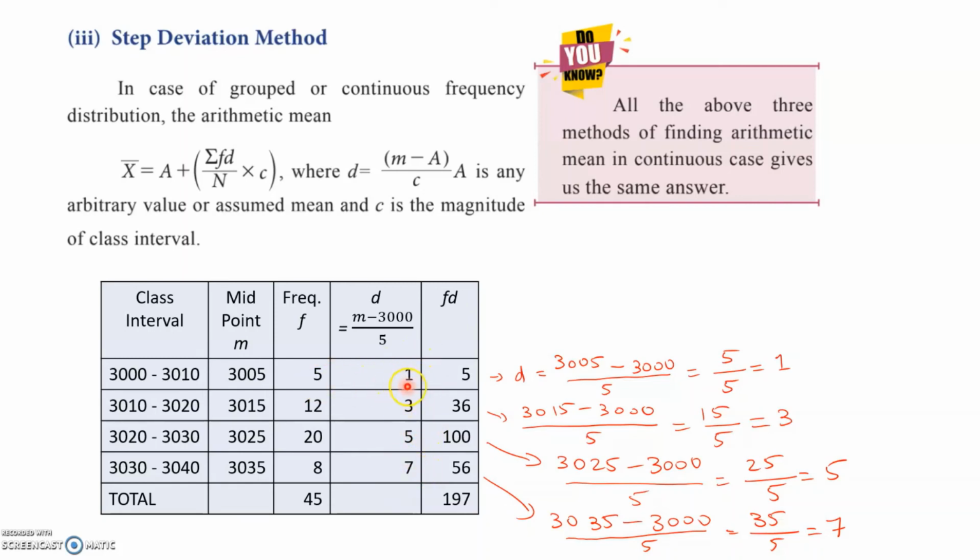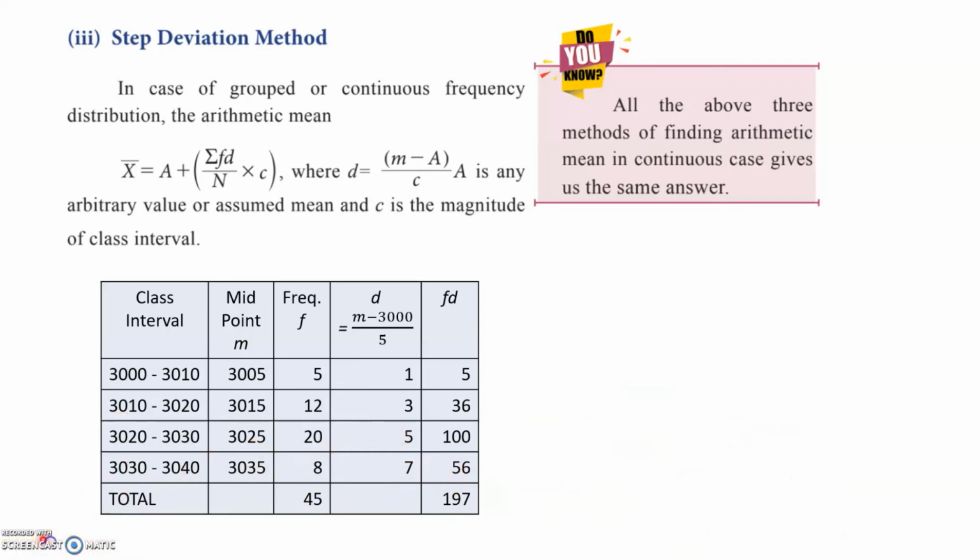So I think it's now easy for you to calculate. You don't need a calculator. 5 times 1 is 5, which is our frequency into d, fd. So 5 times 1 is 5, 12 times 3 is 36, 20 times 5 is 100, 8 times 7 is 56. So you can see how easy it was for us to calculate using the step deviation method. Now, let's start to calculate our mean.